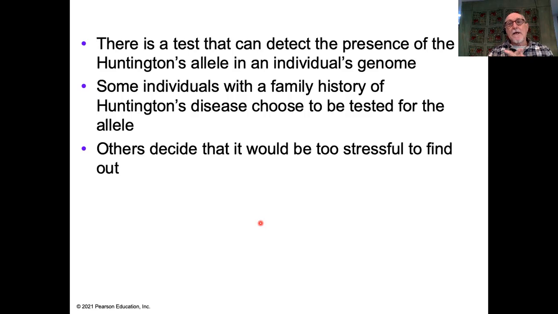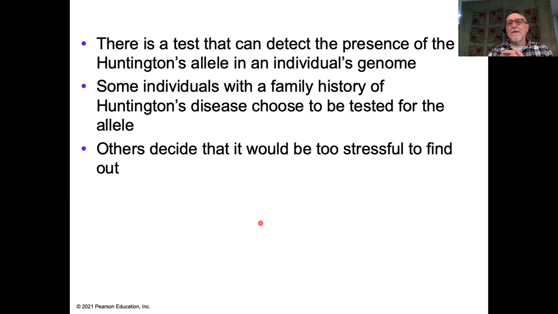But nowadays there is a test. There are tests for the Huntington's allele in the genome. And again, this raises a tremendous question. If people have a history of Huntington's disease in their family, do they choose to be tested for the allele or not?